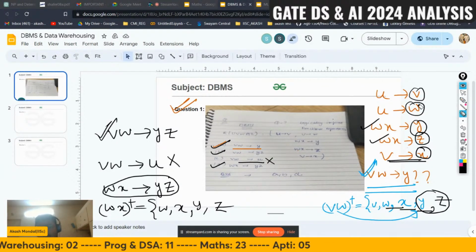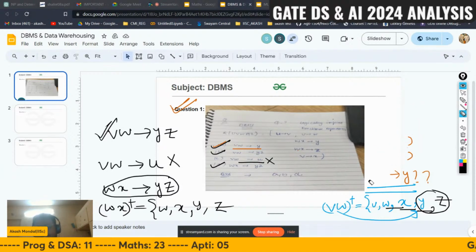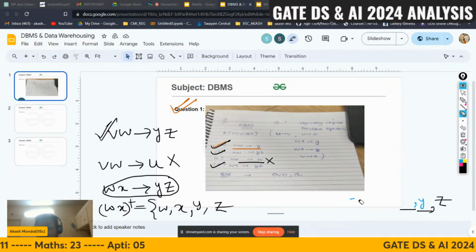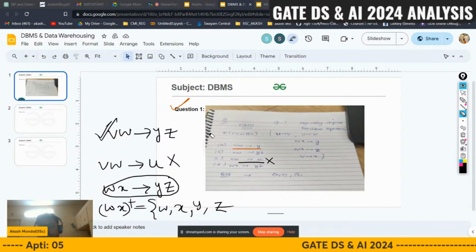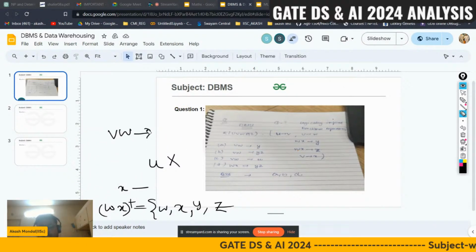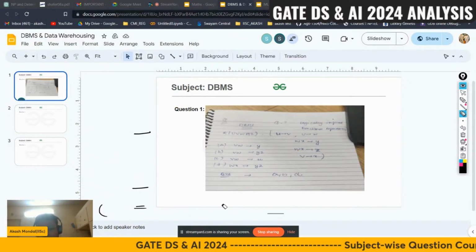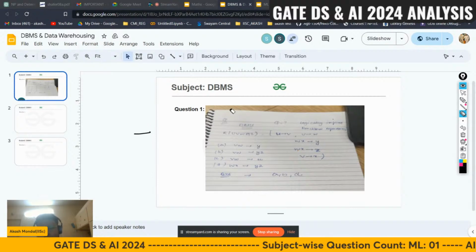Again, this is a simple question from functional dependency. Every year they ask a question from functional dependency. This is doable, not a difficult question. One can easily solve it if they know the functional dependency and closure concept. So this is again an easy question.